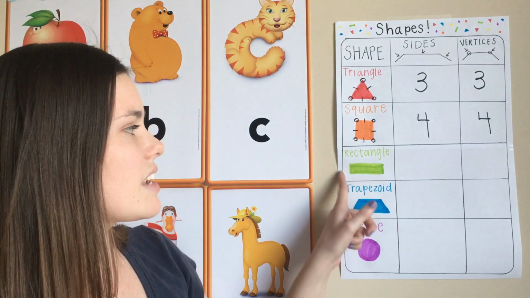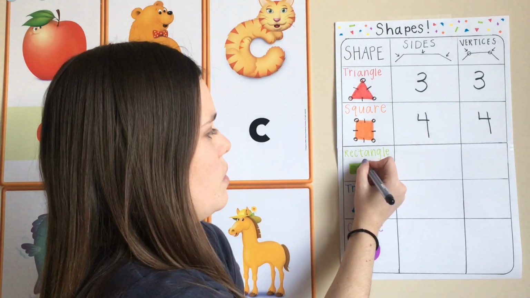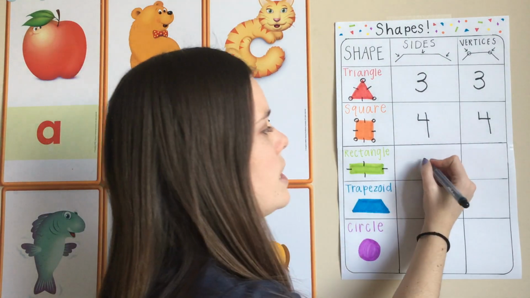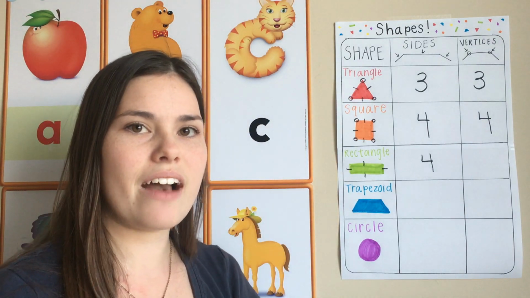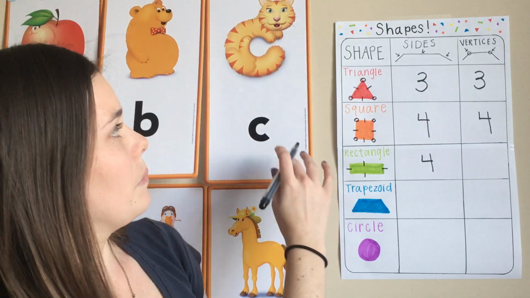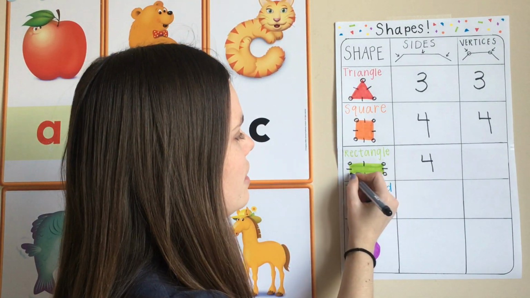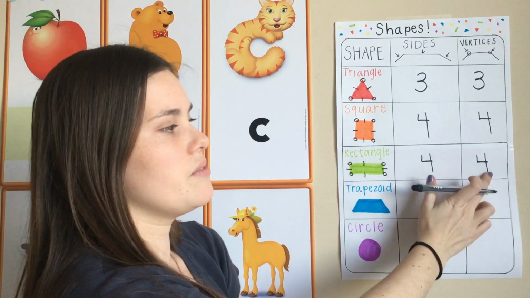Next one, a rectangle. This is a rectangle. How many sides does a rectangle have? 1, 2, 3, 4. Alright, how many vertices does a rectangle have? Oh, it's windy. 1, 2, 3, 4. So a rectangle has 4 sides and 4 vertices.